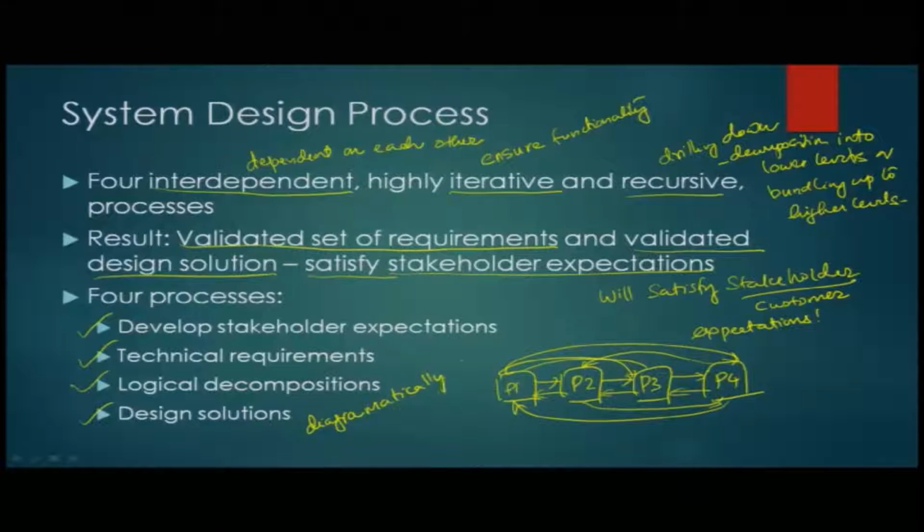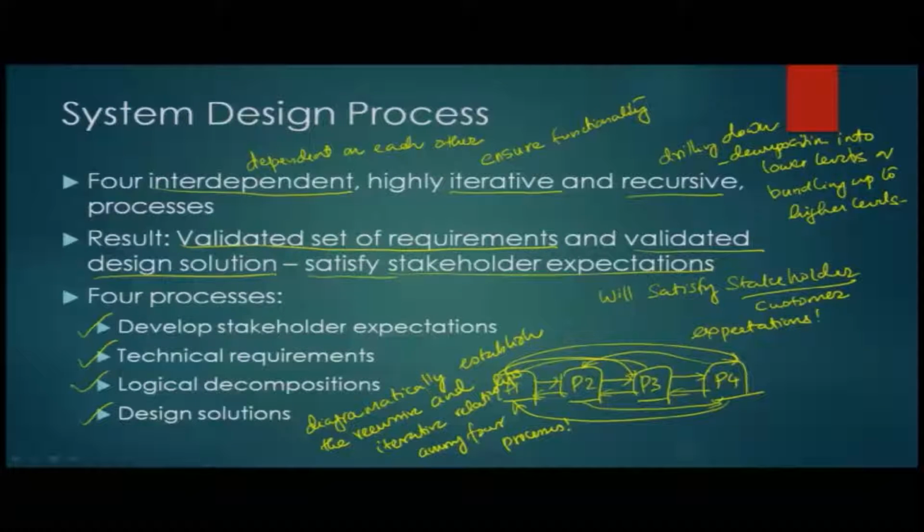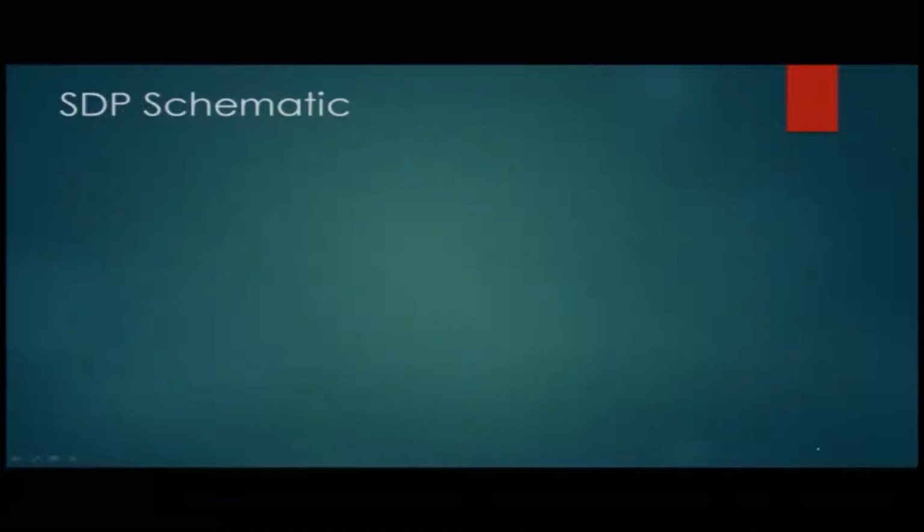So what we try to do today in the lecture is to diagrammatically establish the recursive and iterative relationships among the four processes. This is the aim of the lecture today. In that way you all get a complete overview of what the system is about. So, we will start with the schematic and with a simple way to look into the process.